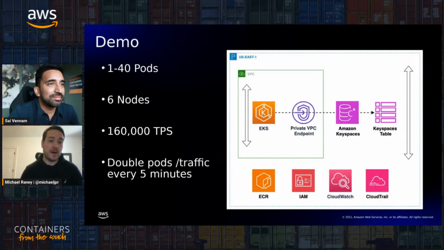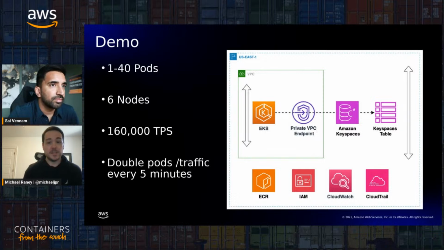I go from about 1 to 40 pods in EKS. I have about 6 M2X large nodes, I believe, in my EKS cluster, which is deployed within my private VPC. I will be communicating through Keyspaces private VPC endpoint. That essentially allows you to communicate privately from your VPC to the Keyspaces service.